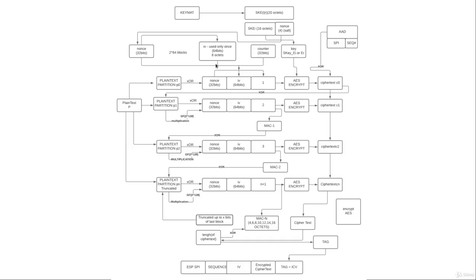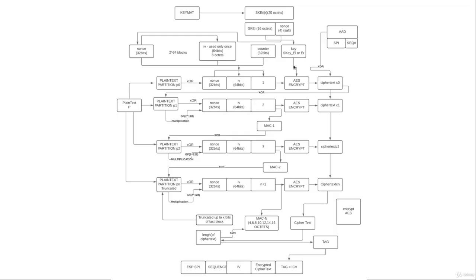To make the integrity calculation unpredictable, the GCM mode uses additional authentication data for the integrity operation. The additional authentication data consists of the concatenation of the security parameter index and the sequence number of the packet.